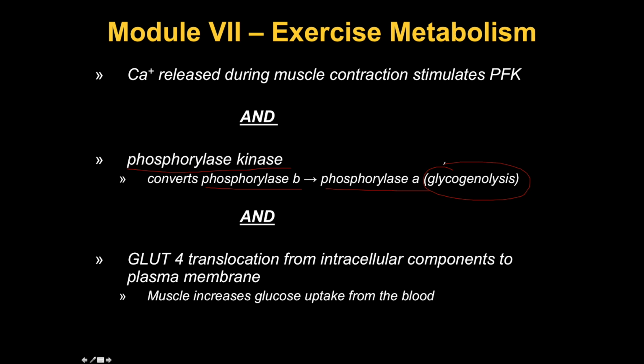Now, this same calcium, as we have seen before, is also going to stimulate GLUT4 translocation from the intracellular compartments to the plasma membrane of that cell. And of course, GLUT4 transport protein is going to drag glucose into the cell from the bloodstream. And so this again helps to ensure that we've got plenty of glucose available to run glycolysis when we need it.